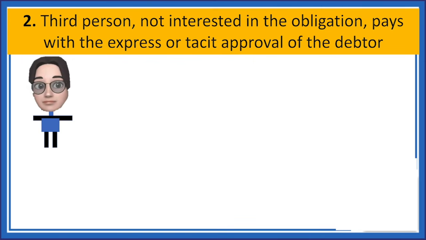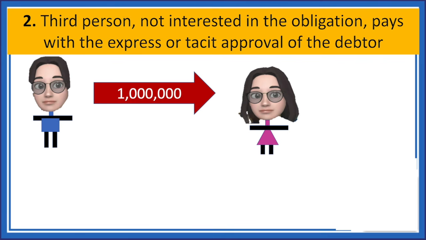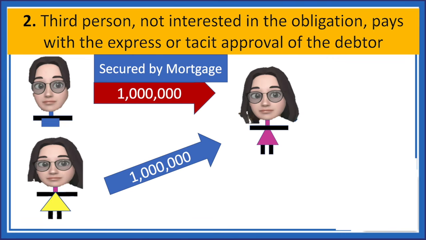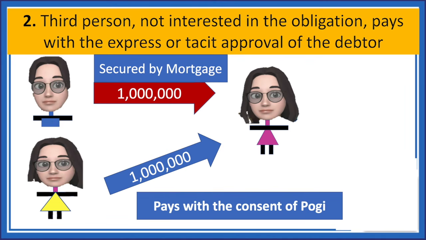Ang example dito is ito. If si Pogi may utang siya kay Ganda na 10,000 pesos which is due on December 25, tapos etong si Beauty, pumunta siya kay Ganda, nagbayad siya ng 10,000 pesos with the consent of Pogi. So, dito, si Beauty is subrogated to the right of Ganda. So that if the debt is secured by a mortgage property, si Beauty, she can foreclose the mortgage if si Pogi ay hindi makapag-reimburse kay Beauty.